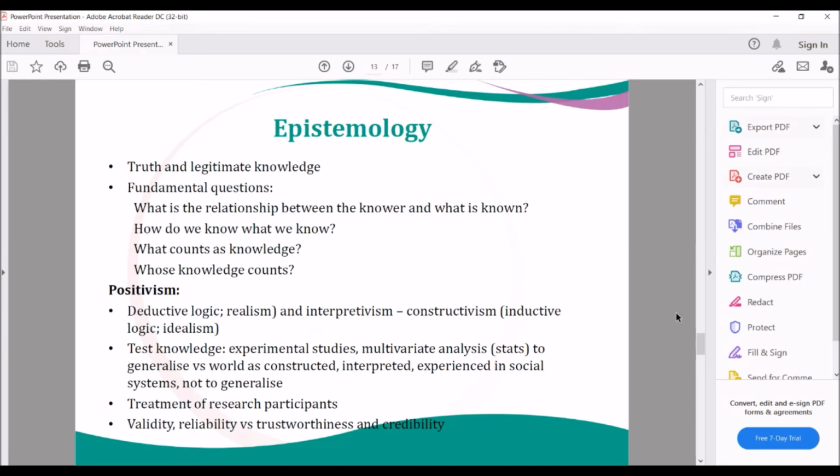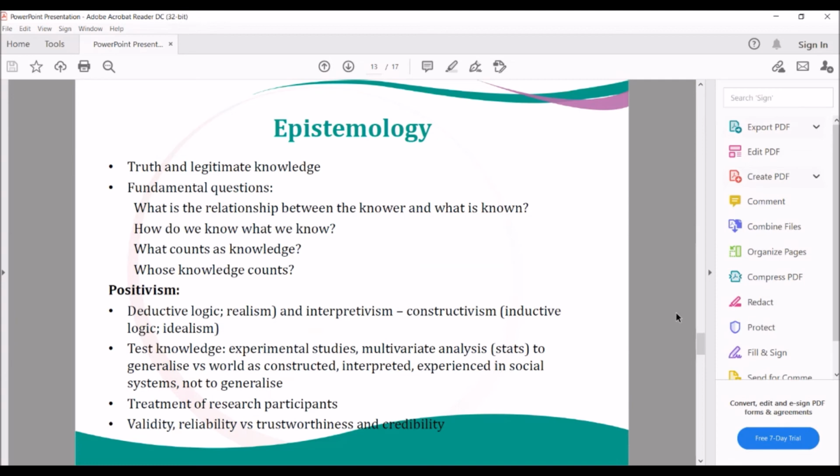It's about truth and legitimate knowledge. And it addresses itself to fundamental questions, which you as a researcher will have to worry about. What is the relationship between the knower and what is known? These questions recur in a lot of indigenous literature. How do we know what we know? What counts as knowledge? And whose knowledge counts as such?